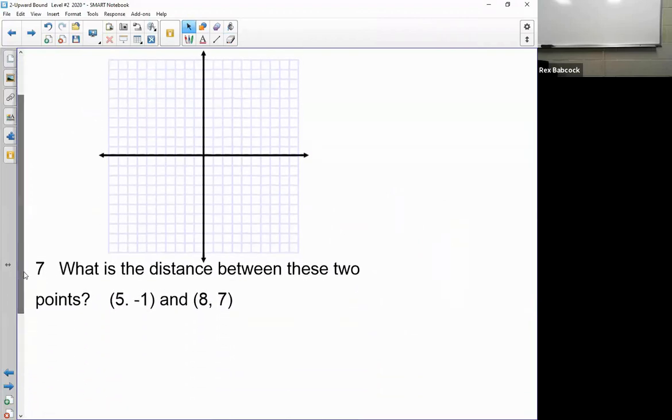I'm going to plot those points and draw a line between them. The distance between 5, -1, 1, 2, 3, 4, 5, negative 1. There's 5, negative 1, and 8, 7. And it wants to know what is the distance of that.